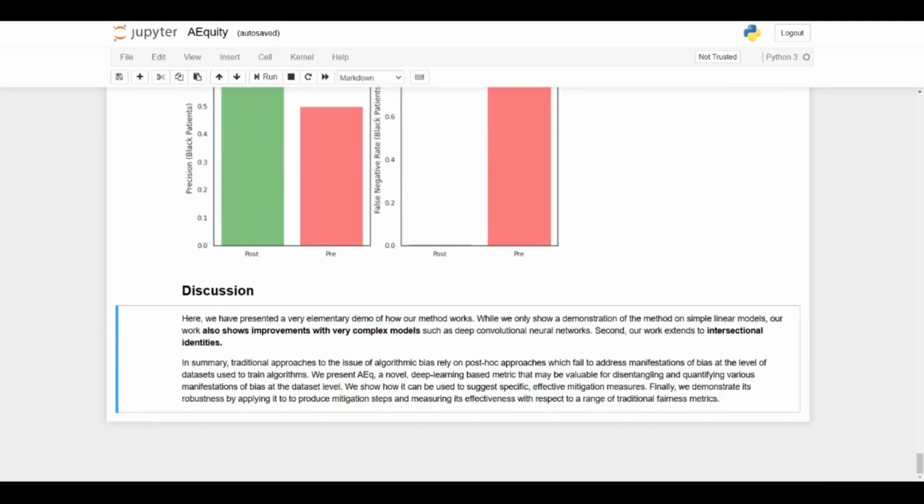In summary, we've shown a very elementary demonstration of how our method works, and while we show that our method works on simple linear models in this example, we know that it also works with complex models such as deep convolutional neural networks and intersectional identities.